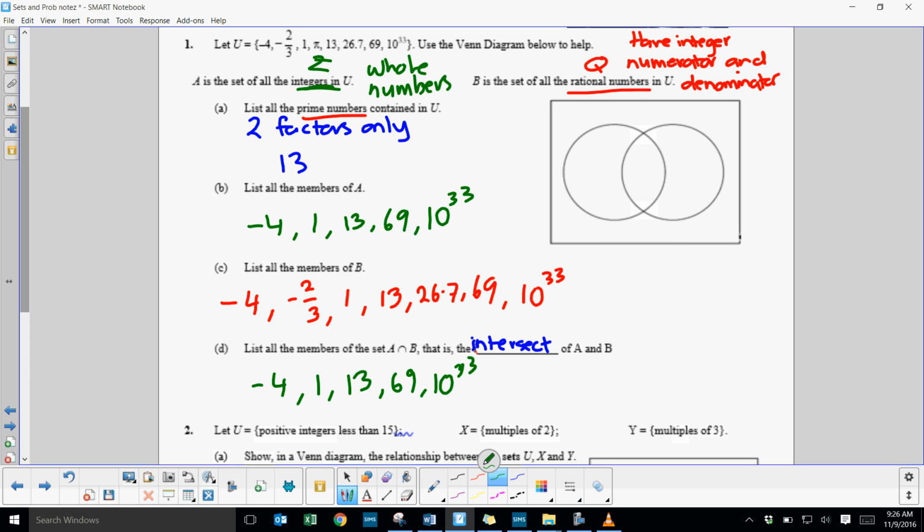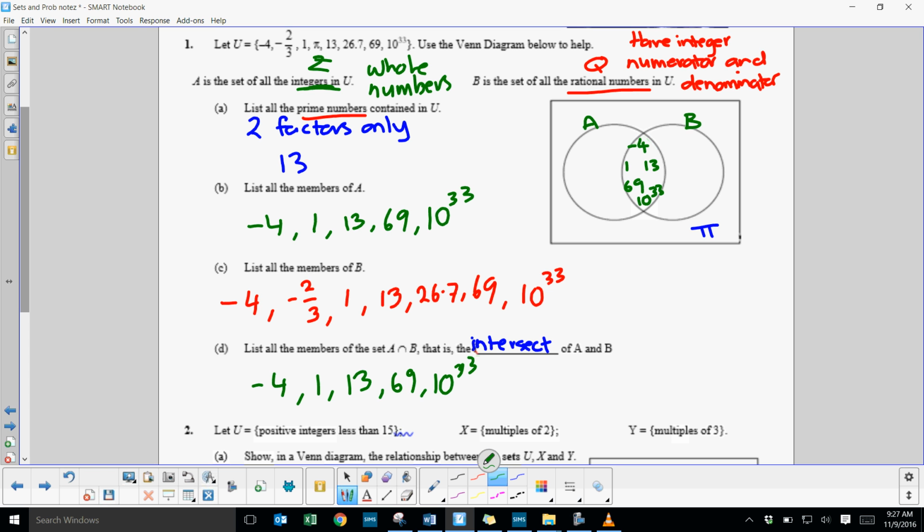We can, if you want to try filling it in on the Venn diagram, so you can call the first circle A, call the second circle B. That's how we generally do it. And try to think, there's only one number that would exist outside of the union of A and B, and that would be the irrational number pi. So you can pop pi on the outside. In the center, we've got quite a lot of numbers. We've got all the green numbers because they are both integers and rational numbers. 1, 13, 69, 10 to the 33.